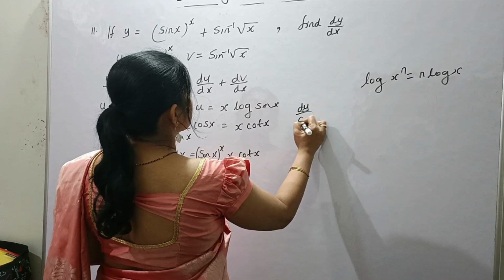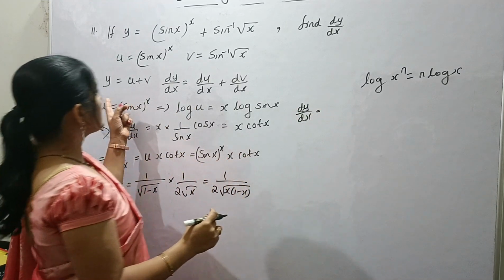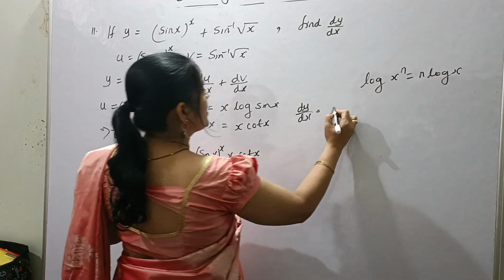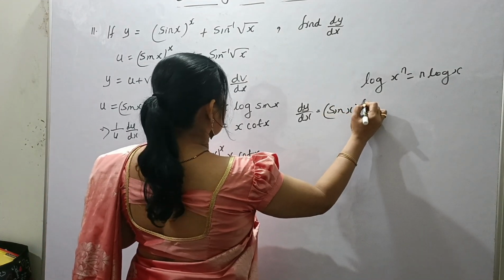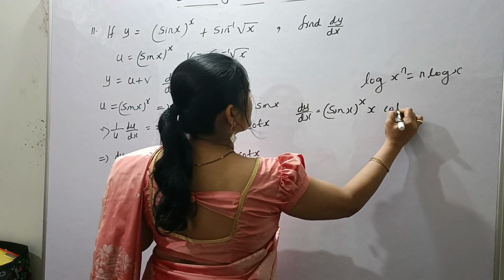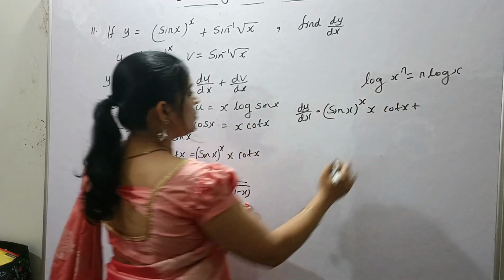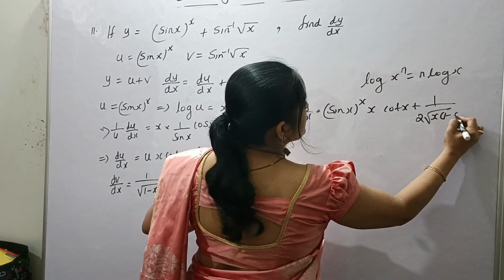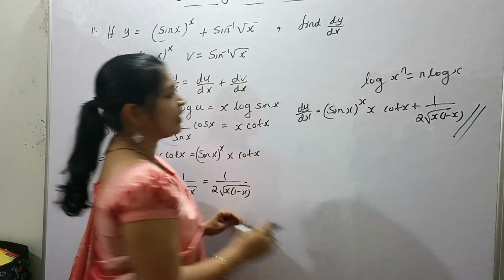Therefore dy/dx is equal to du/dx plus dv/dx. So du/dx is this one, (sin x) raised to x into x cot x plus 1/(2√x √(1 − x)). That's all. It is our dy/dx.